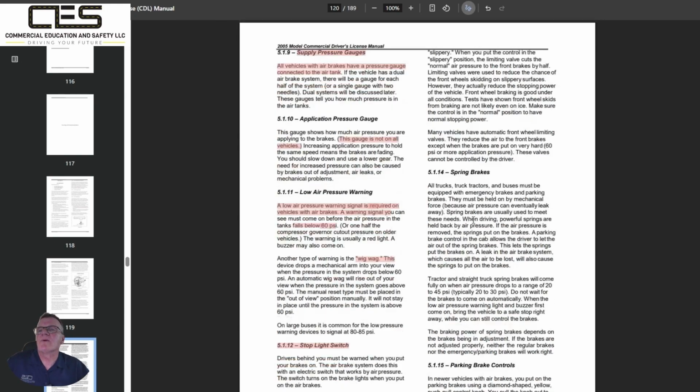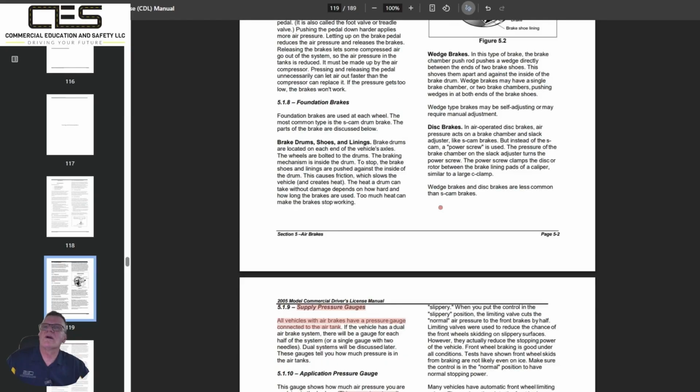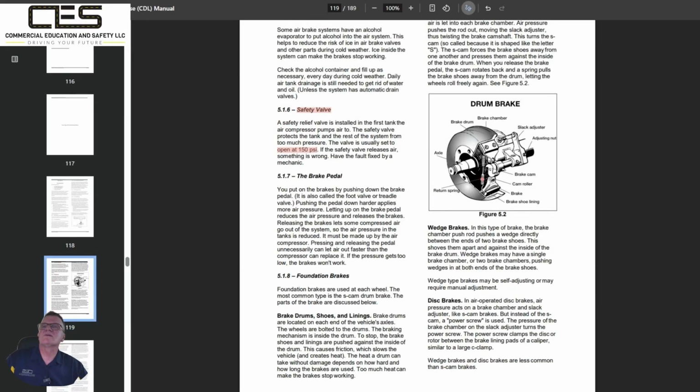5.1.14, spring brakes. So we have air brakes, we have spring brakes. We don't have two pedals. We don't have to. It's in that chamber that we came back to on the page before, with this little diagram here on figure 5.2. It's hard to see back here, but look at your book if you have it in front of you, or you can zoom in here. This is the chamber.